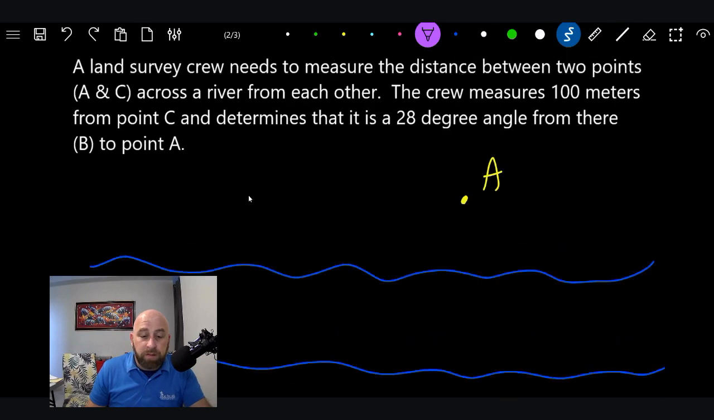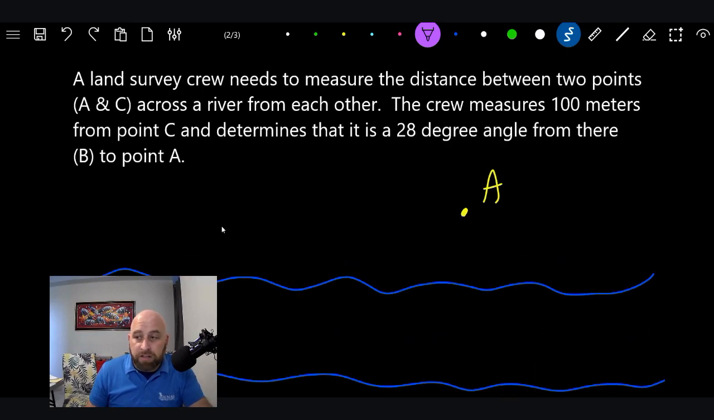Let's just talk about it and work through this. I'm on page 405, example 8.4. A land survey crew needs to measure the distance between 2 points, A and C. They are across a river from each other.